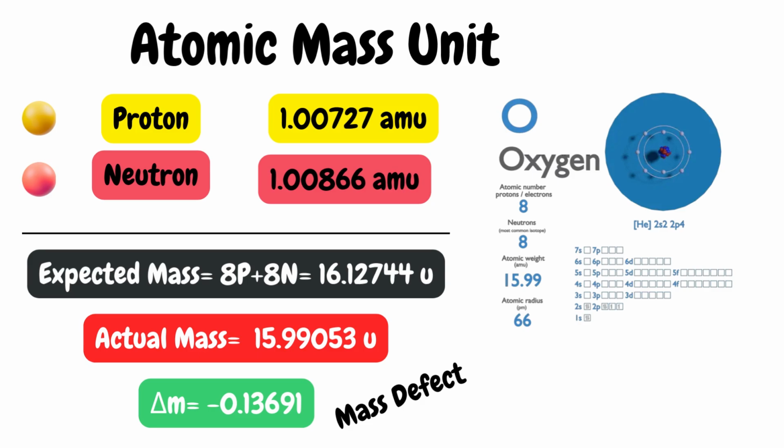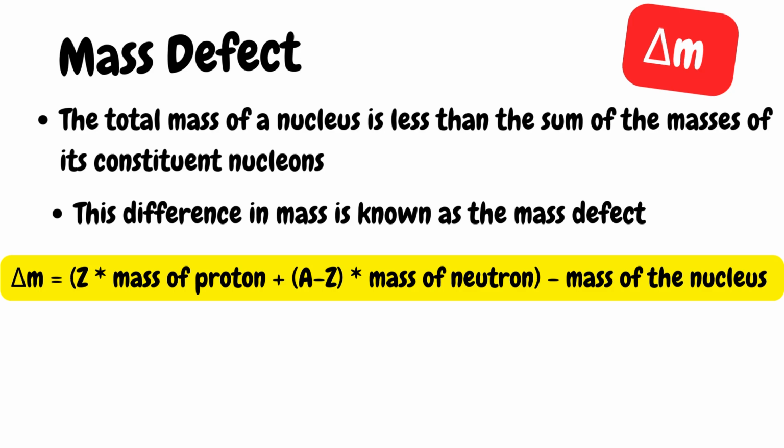But when scientists actually measure the oxygen nucleus in a lab, they get a different number. It's 15.99053 U. It's lighter. It's measurably, consistently lighter than it should be. And this difference, well, physicists have a name for it: the mass defect.